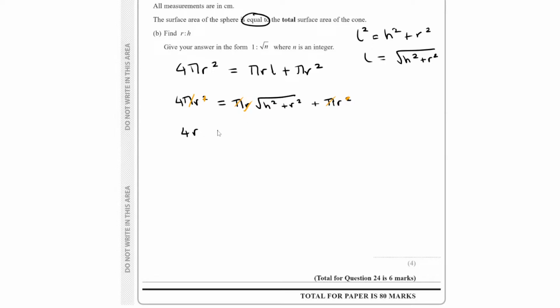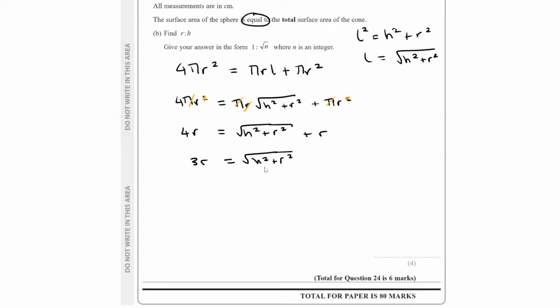So we've got 4R is equal to root H squared plus R squared plus R. So then I subtracted the R, so I could collect the like terms. So that's 3R. This is what I got. You might have also figured out that L is equal to 3R some other way, that's fine, and sub that in, that would be easier, I guess.